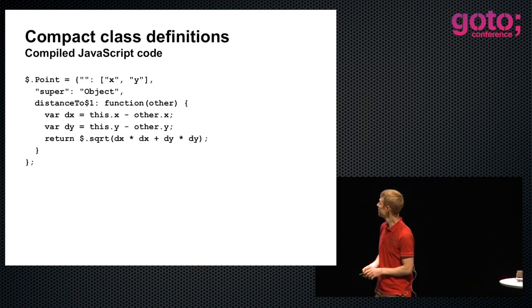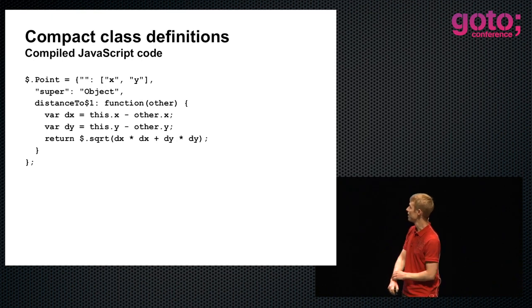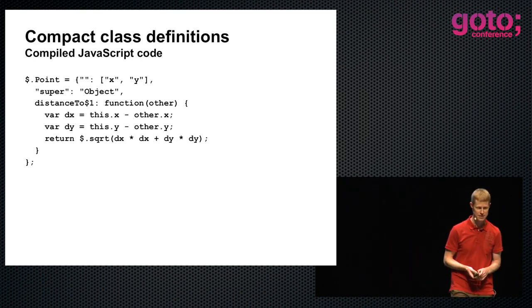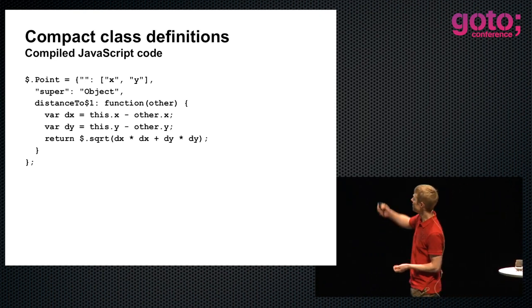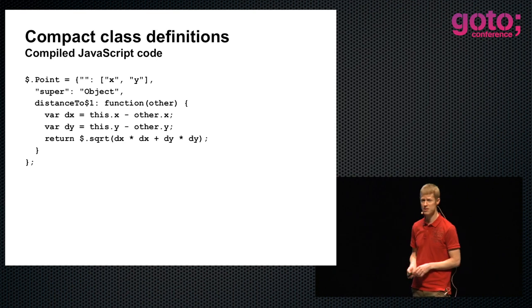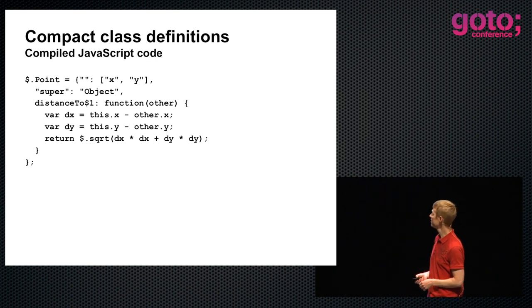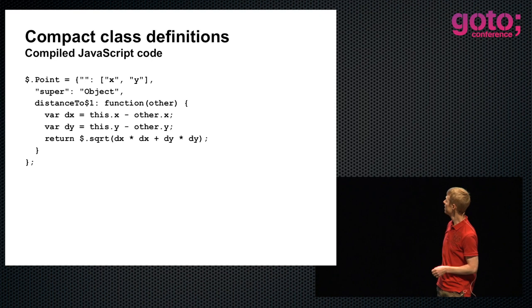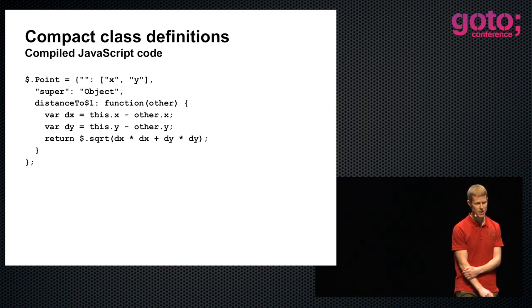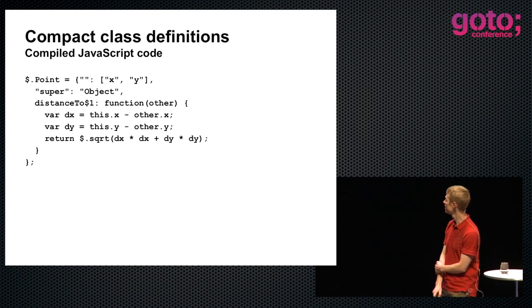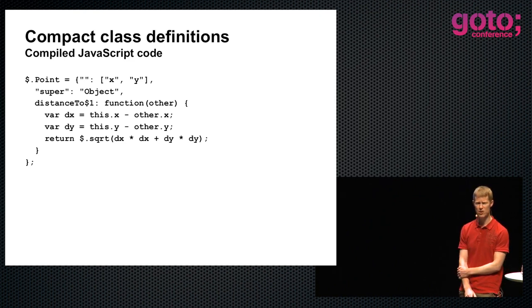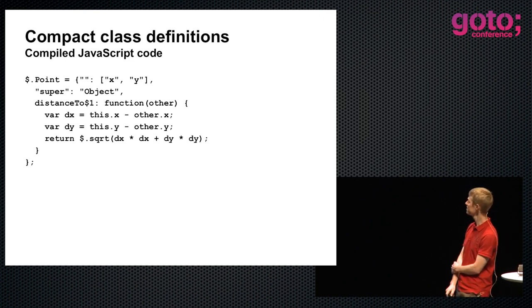The point class I used before would compile to something like this. This is JavaScript code. It looks a bit foreign. It has an assignment to a point property on the islet object, and it has a method, and it has a superclass definition. So we hack it all into one object literal, which is fairly compact. The empty string up there denotes the fields that we have. So we say that all points have an X and a Y field.